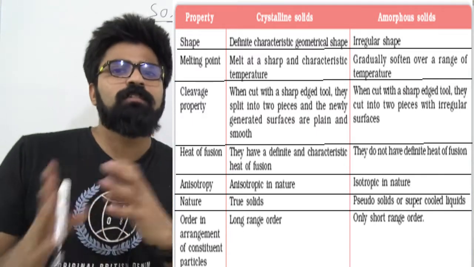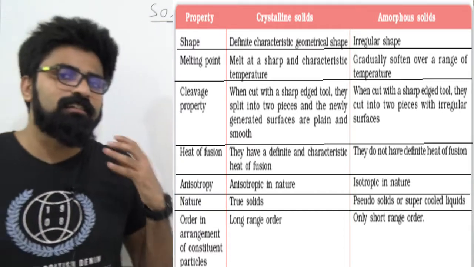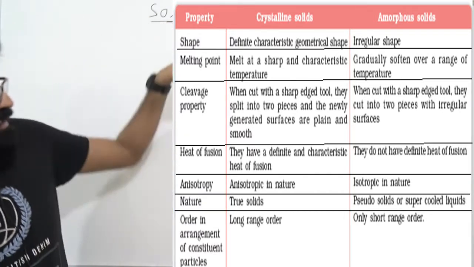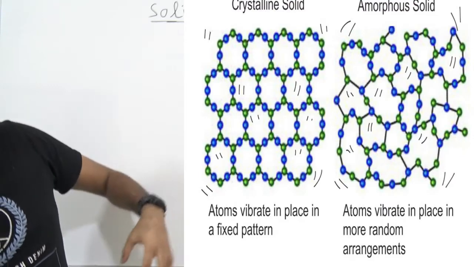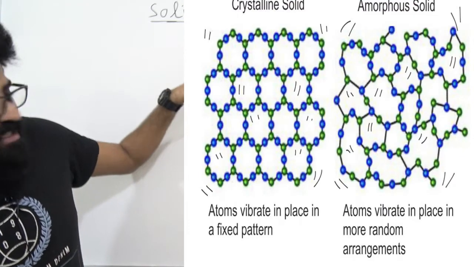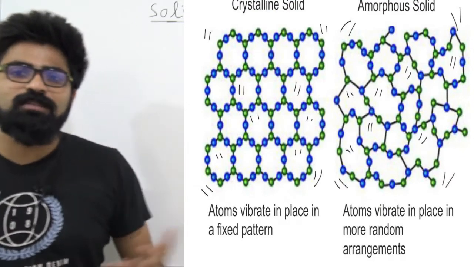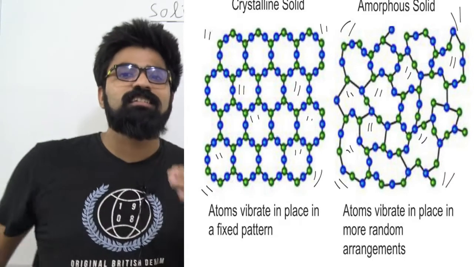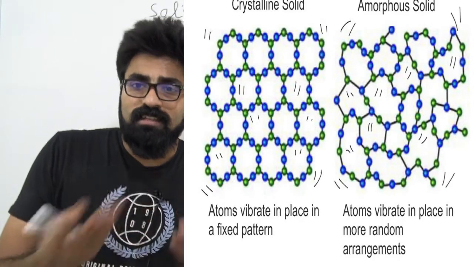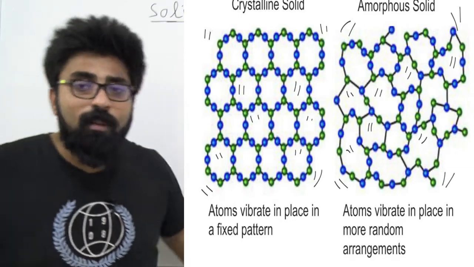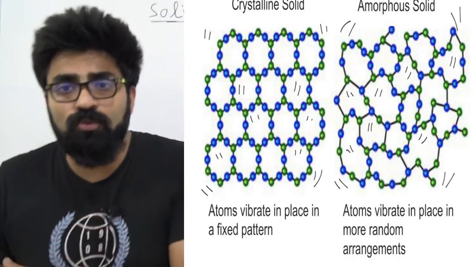Now what is the meaning of cleavage property as written in NCERT? Cleavage property. So guys, as you can see the structure on your screen, this is a crystalline solid and this is an amorphous solid. Cleavage property means, suppose I'm cutting this crystalline solid into 2 halves. At the same time, I'm also cutting this amorphous solid into 2 halves.